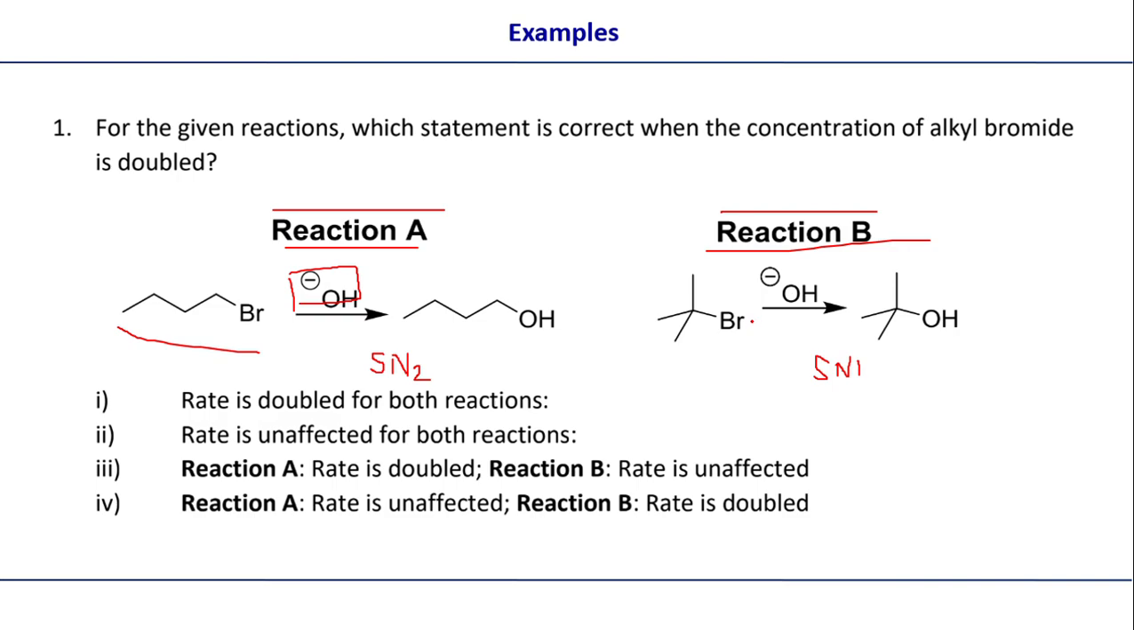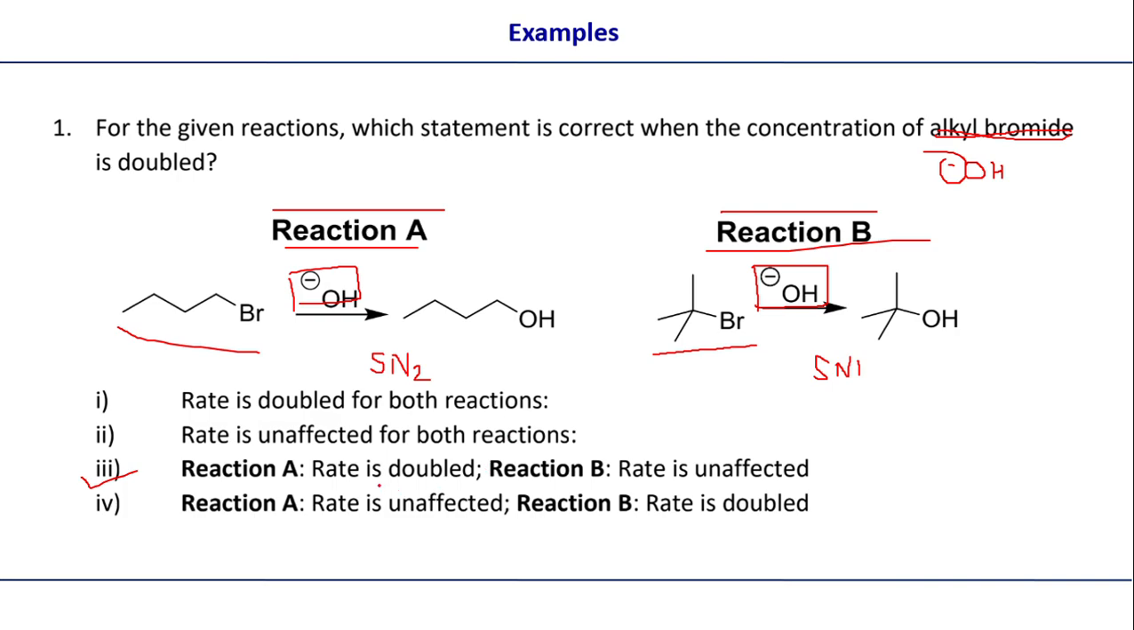But in case of SN1 reaction, the rate is independent of the concentration of nucleophile. So if the concentration of nucleophile increases, it will not affect the reaction rate. It depends on the substrate, so when the substrate concentration becomes double, it will affect the reaction. If we change the question, like instead of alkyl bromide, suppose we write OH minus is double, then your answer will be C, the third one, in terms of nucleophile, because the concentration of nucleophile will not affect the SN1 reaction, but it will affect the SN2 reaction.